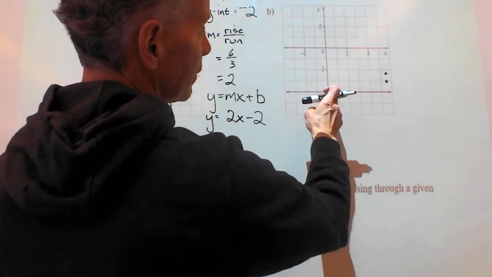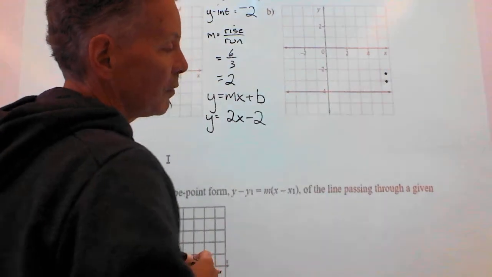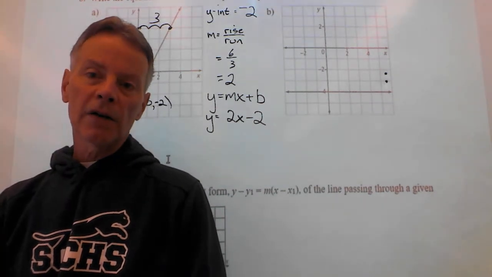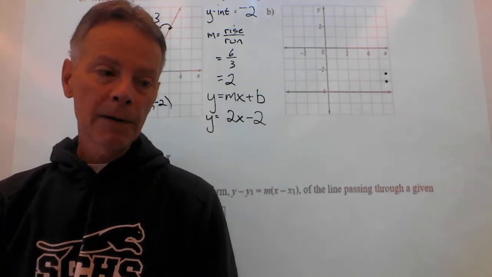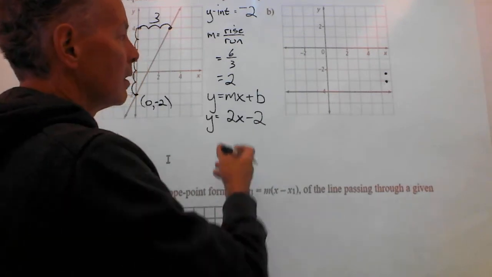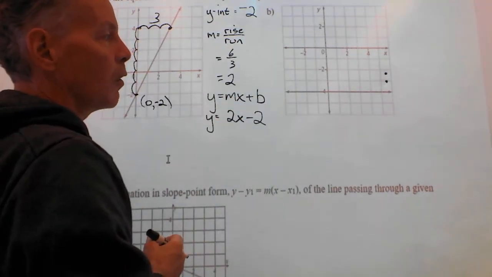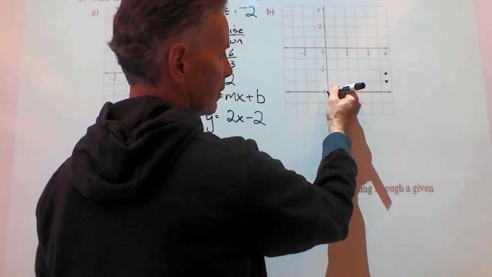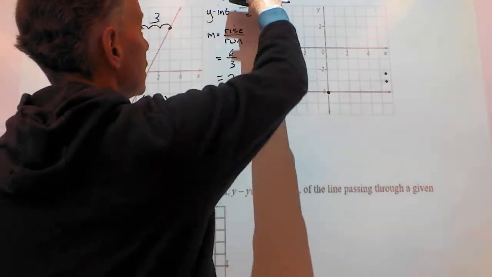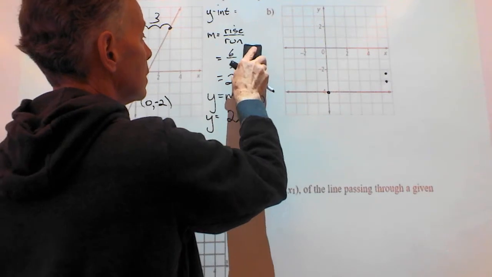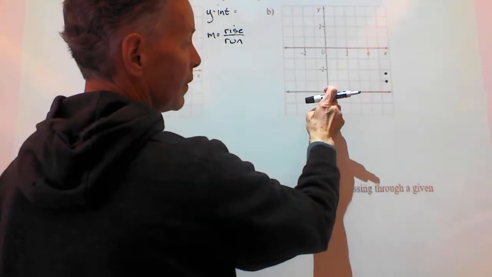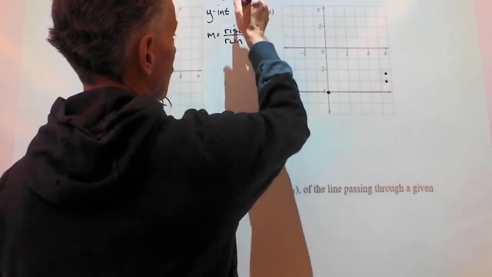Well, what about this one? Well, this one's a horizontal line, and remember, horizontal and vertical lines can be nasty. Okay? However, take a look at it, go about it the same way. This has a y-intercept at -4.